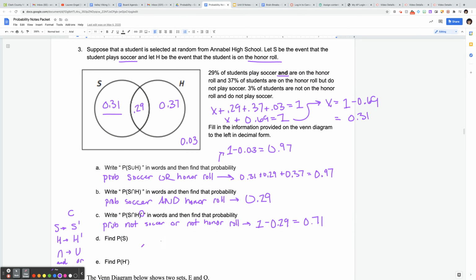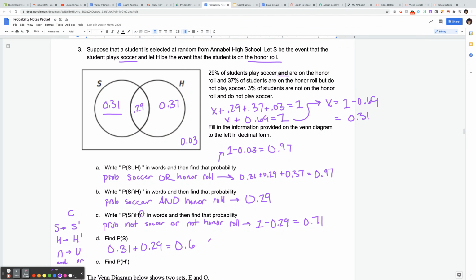All right. For part D, it says find the probability of S. Remember, that's just everything inside the S circle. So that's 0.31 plus 0.29. And that is 0.6.